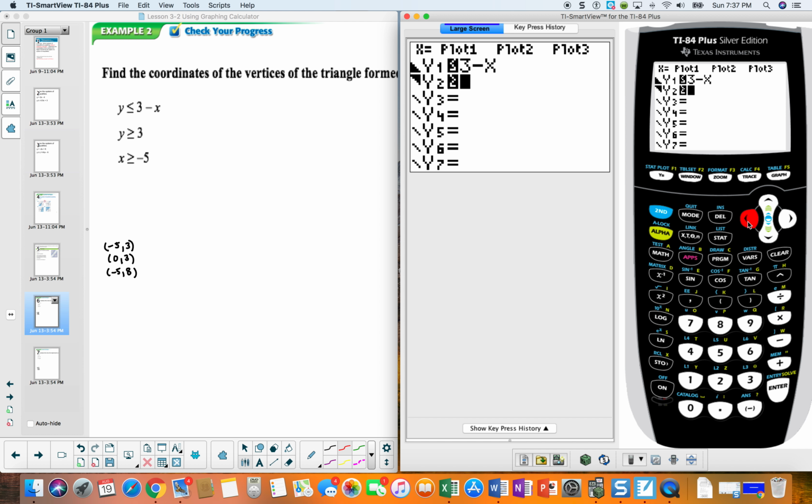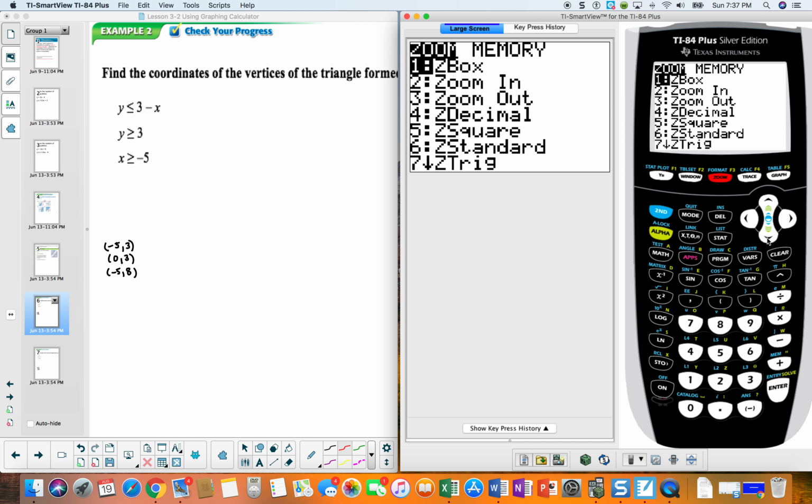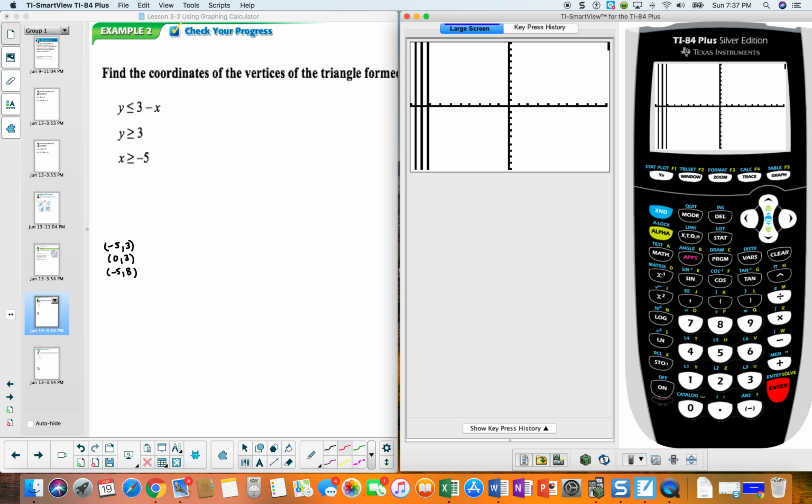I'm going to go over here, all the way over, and then arrow up until I highlight this x equals, and then press enter. And so now I have an x equal option. I want x greater or equal to negative 5, so I'm going to press alpha, graph to get that greater or equal, and then negative 5. So I've graphed two y inequalities and one x inequality. I'm going to press zoom because I know I changed the screen on the last one. I'm going to go standard, and take a look at what goes on.